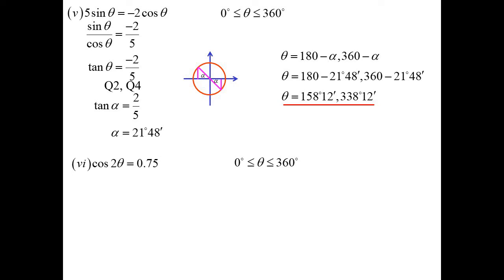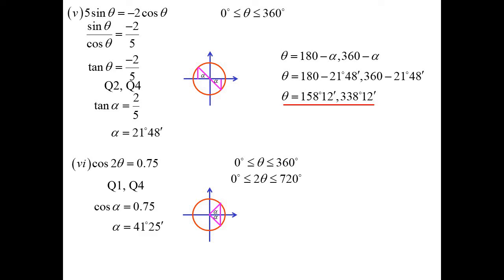Cos 2 theta. Now, we can't factorise out the two like we do with, say, algebra. We have to find cos 2 theta first. Well, we're looking for theta between 0 and 360. So in order to solve this problem, I want to find answers for 2 theta that are between 0 and 720. So I'm going to go around the circle twice. Cosine is positive, so I'm in the first and the fourth quadrant. Acute angle, 41 degrees 25.